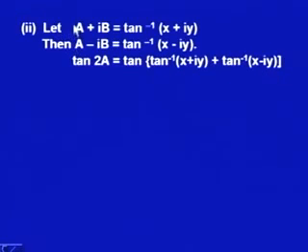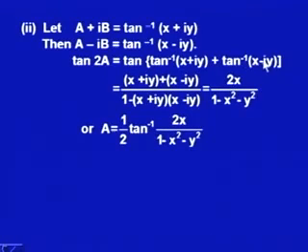So what I have done is I have added and then taken the tan on both sides, and after that this is expanded. So it is (x + iy + x - iy) divided by 1 minus (x + iy)(x - iy). Adding, we will have 2x in the numerator, and this will be simplified to 1 - x² - y². So from here we can say 2a is equal to tan inverse of 2x over (1 - x² - y²), or a is equal to half of tan inverse of 2x over (1 - x² - y²).